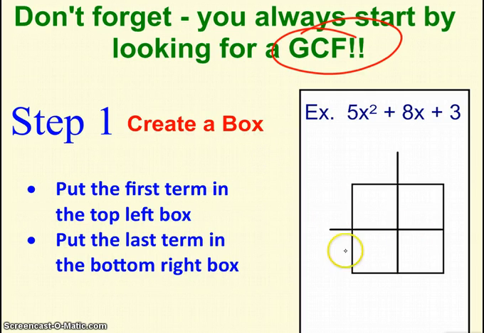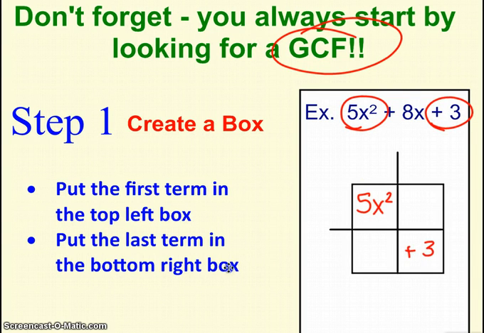So if you'll notice, this box looks vaguely familiar. This is the box that we did when we were multiplying binomials and trinomials. So we are actually going to work our way inside out this time to get the factored answer. So the first thing we're going to do is put 5x squared in the top left box. That is our first term. Now we're going to take the last term plus 3 and put that in the bottom right hand corner box.